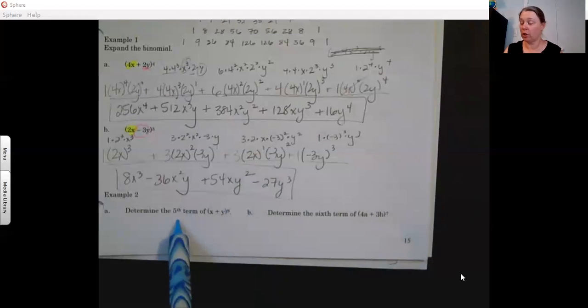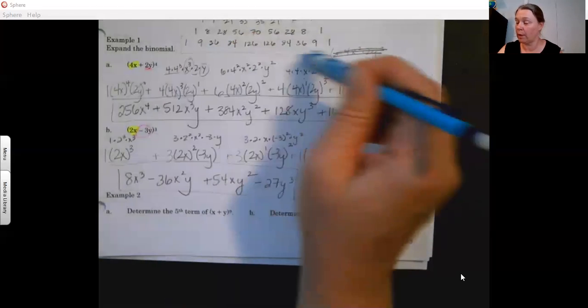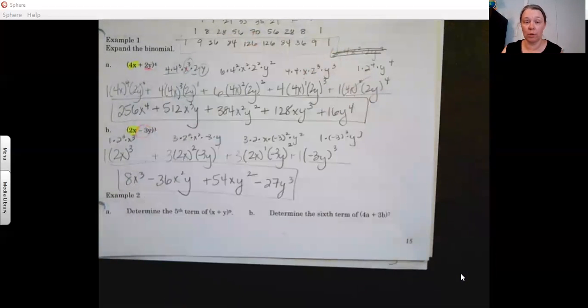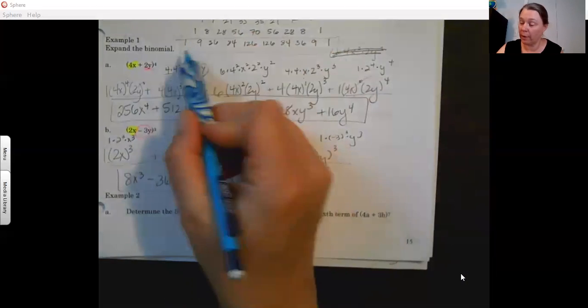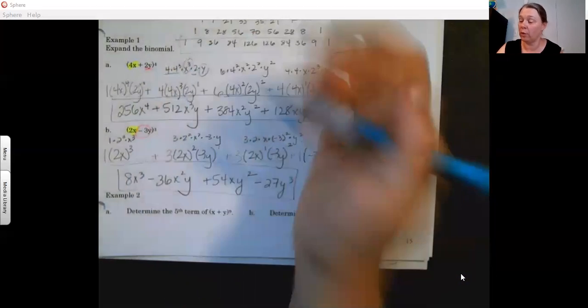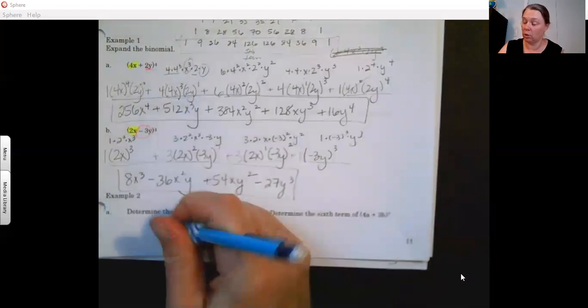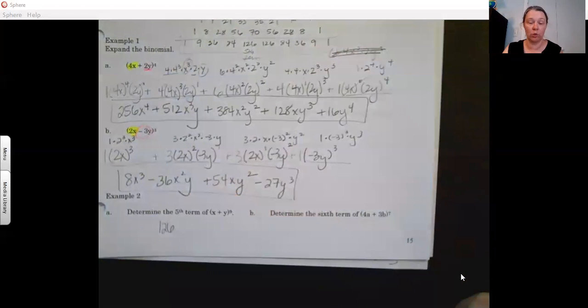First of all, if it's the 5th term and this is the expansion, I want to use row 9. So I'm going to look up here. Here's my row 9. In the 5th term, what would the coefficient be? So here's my 1st term, my 2nd term, my 3rd term, my 4th term. Here's my 5th term. It would have a coefficient of 126. So 126 is what my coefficient would be.